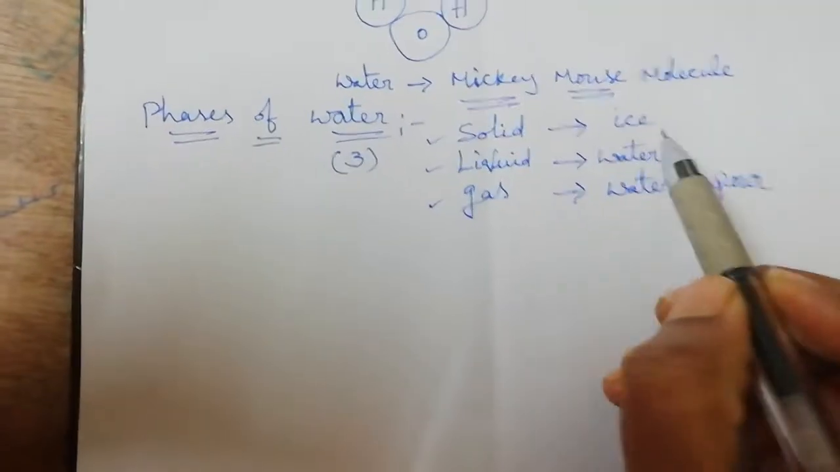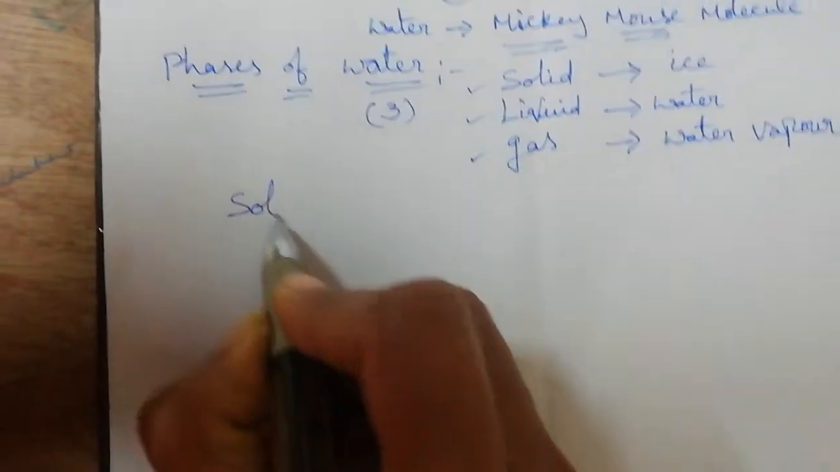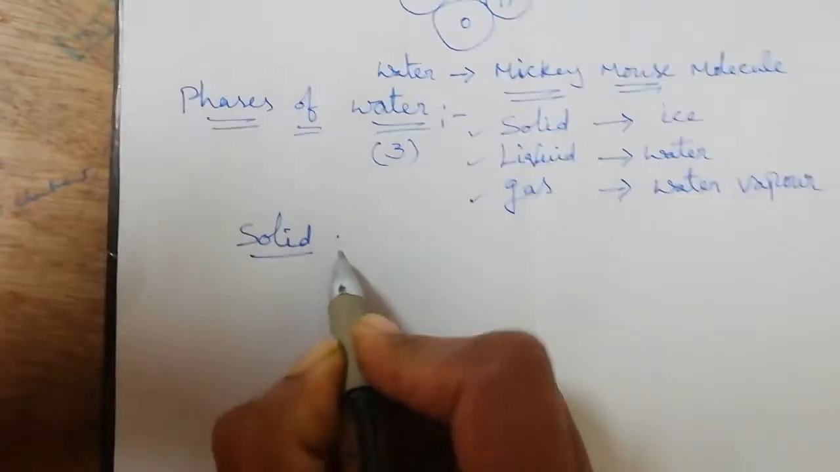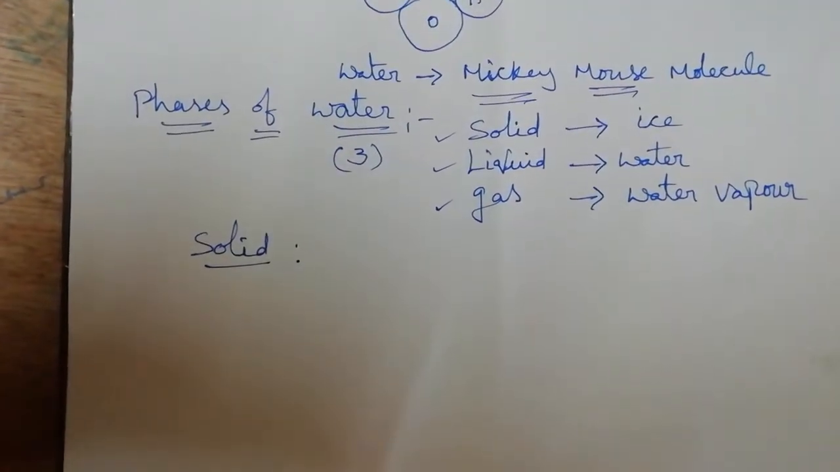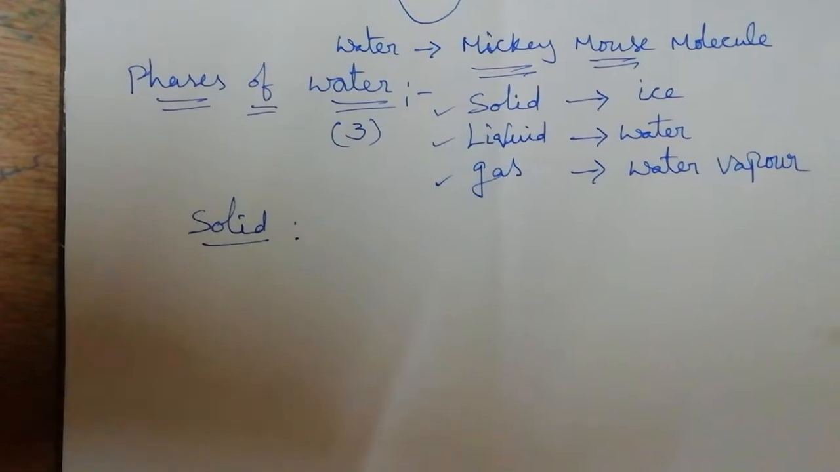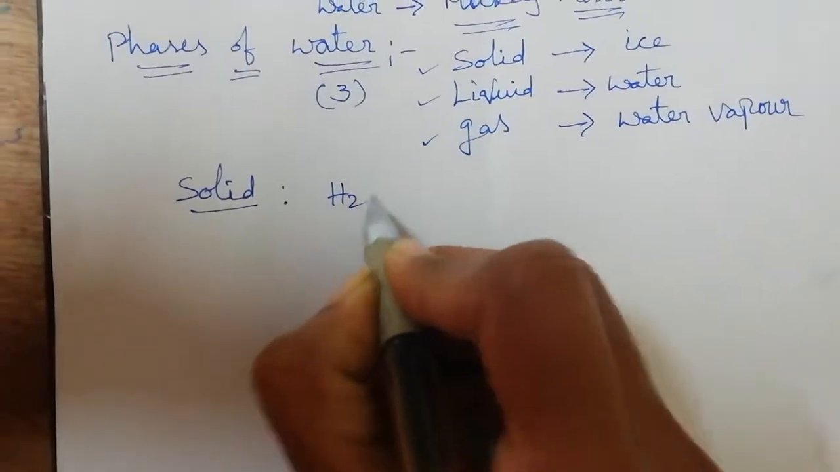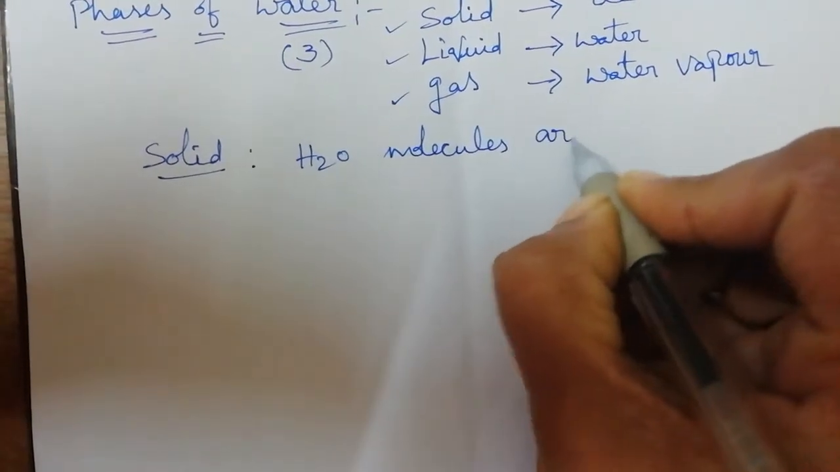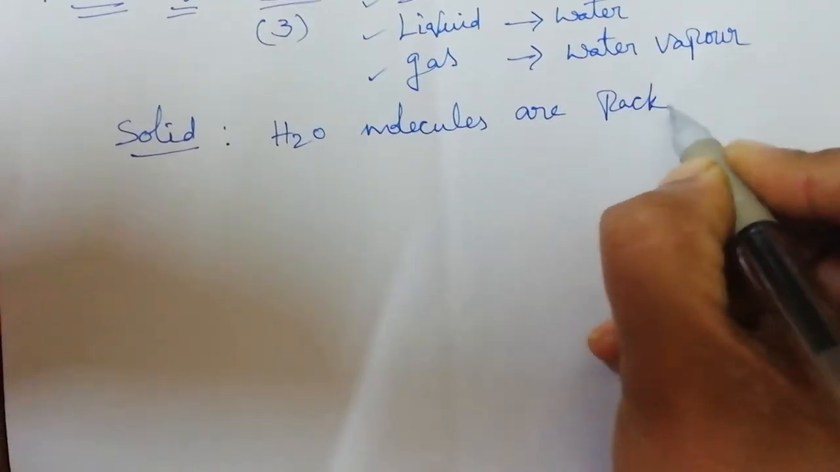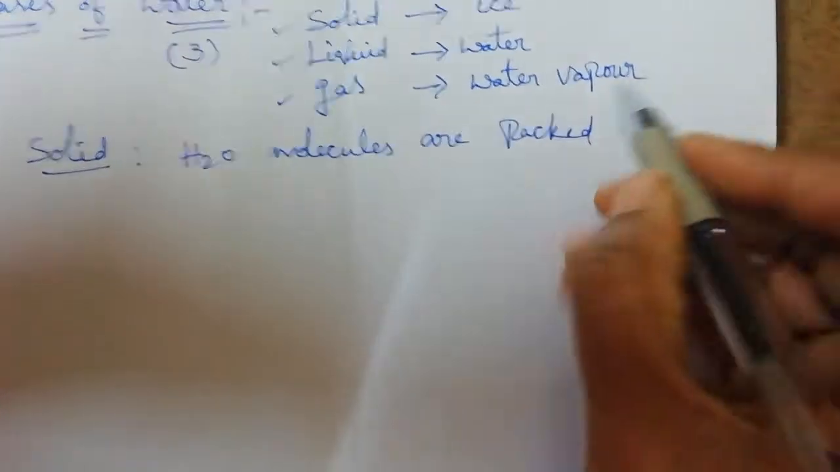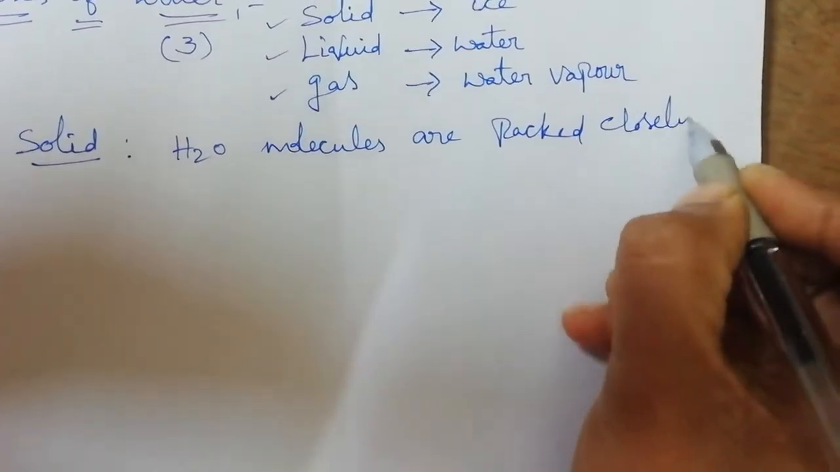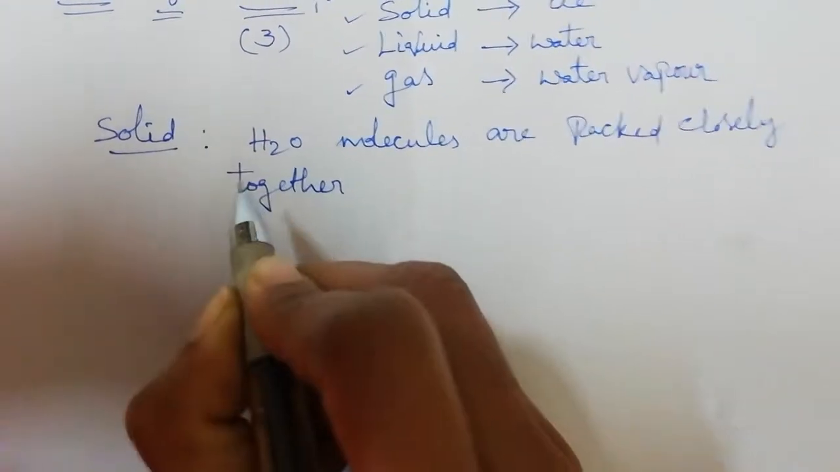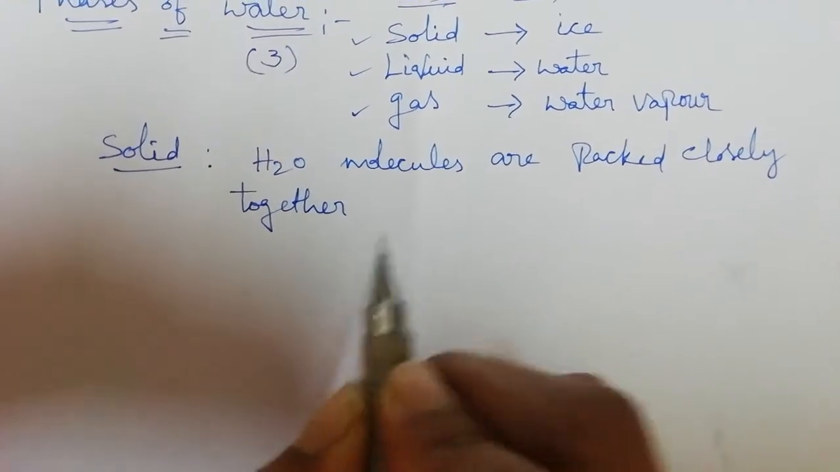When water is solid, when we look at the solid phase, the H2O molecules are packed closely together. This is the important point: packed closely together and do not move freely.